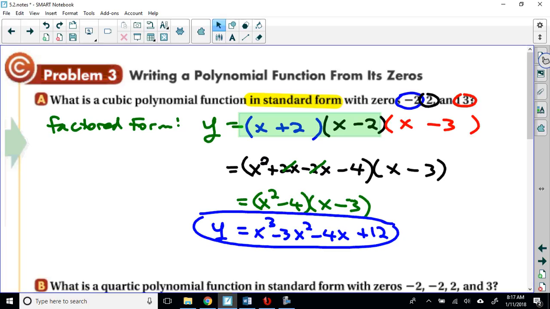Is it any surprise that we have a degree of 3 when there's 3 zeros? Shouldn't be a surprise. That's the fundamental theorem of algebra.